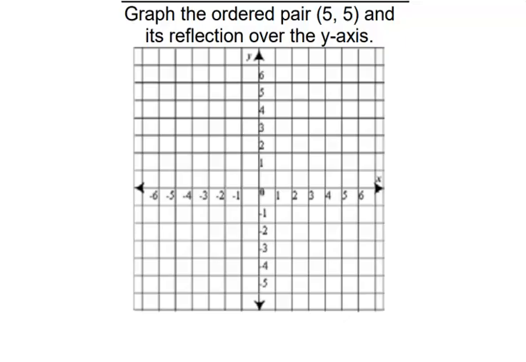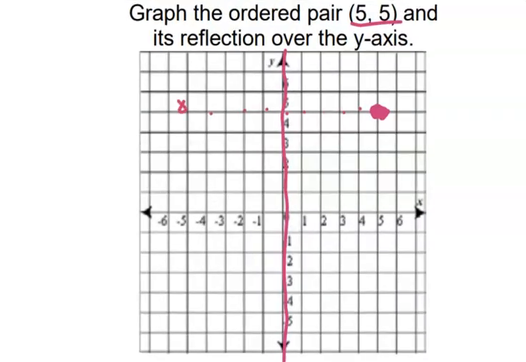Graph the ordered pair 5, 5 and its reflection over the y-axis. So we want to go positive 5, so that's to the right, and then up 5. That's 1, 2, 3, 4, 5 right there. All right, then we're going to reflect it over the y-axis. Here's the y-axis. How many places does it go? 1, 2, 3, 4, 5 places over. So 1, 2, 3, 4, 5 places over. That's where we put the reflection.